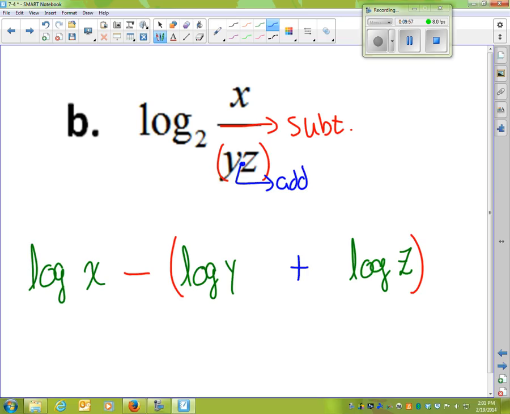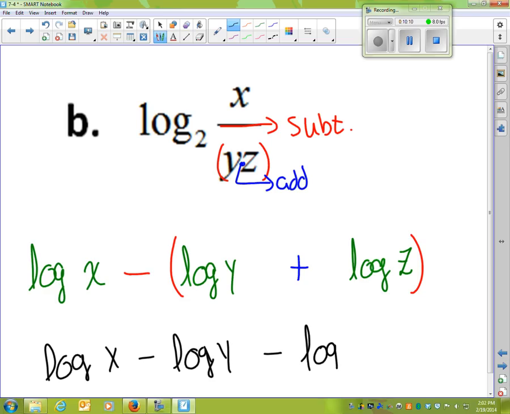Between the y and z was a multiplication, so I changed it to addition. You can leave your answer that way, or you can take it one step further and distribute the negative sign. So you'd have minus log y minus log z.